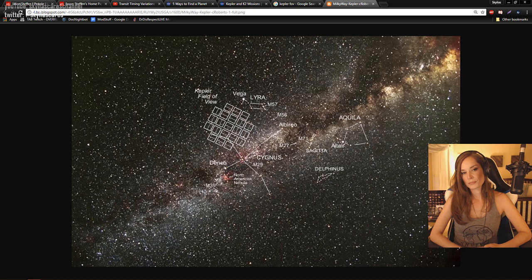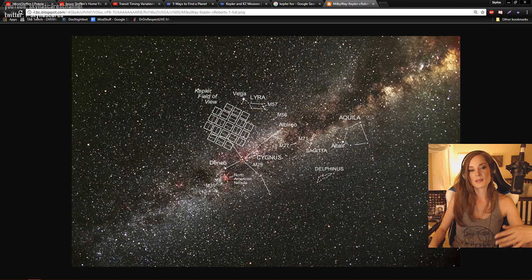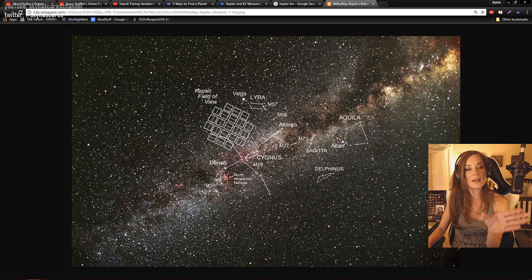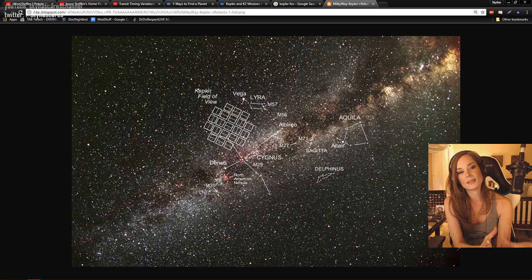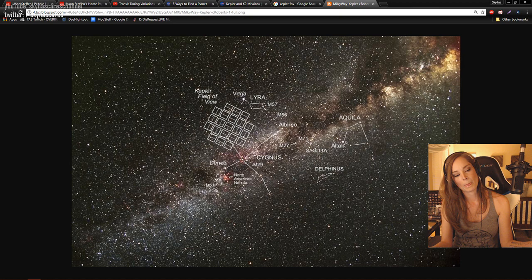Right. And I have an image up of Cygnus. It's one of the constellations, guys, Cygnus the Swan. And it just kind of shows what Kepler is actually looking at. And it stares at this spot in the sky, right, for how long? How long does Kepler look at this? So it stared at it for 4 years, all told.